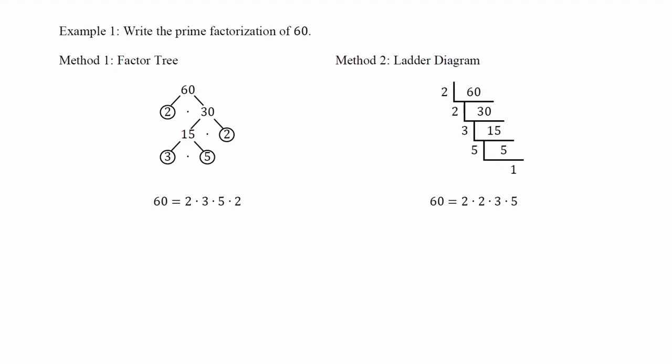Now you'll notice that they're in different orders for both methods, but both answers consist of 2 2's, a 3, and a 5. You may also simplify the 2 times 2 down into 2 squared and write it as 2 squared times 3 times 5.